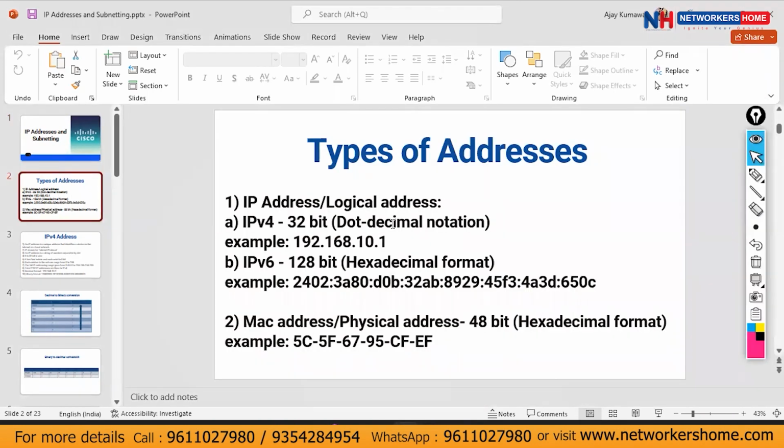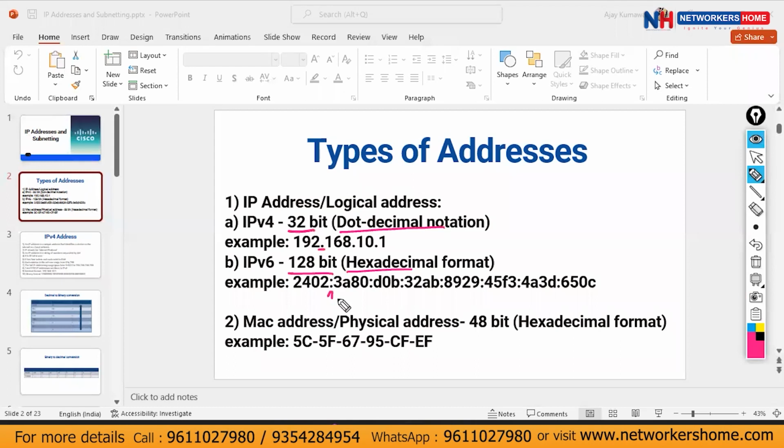Okay. So you can see the types of addresses here. IP address is the logical type of address. IPv4 is 32-bit and uses dotted decimal, meaning it uses dot for separation and the decimal number system. Then IPv6 is 128-bit and uses hexadecimal format. And for separation, it uses colon.